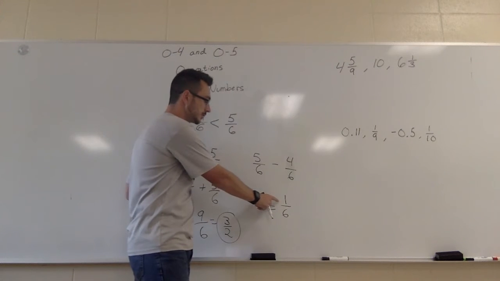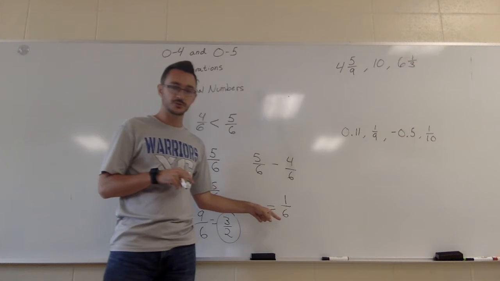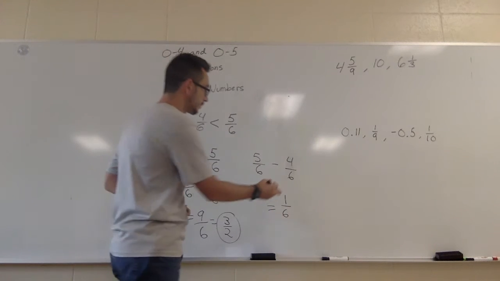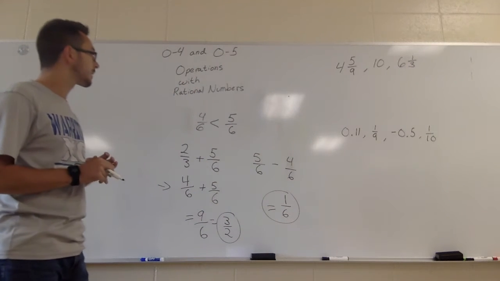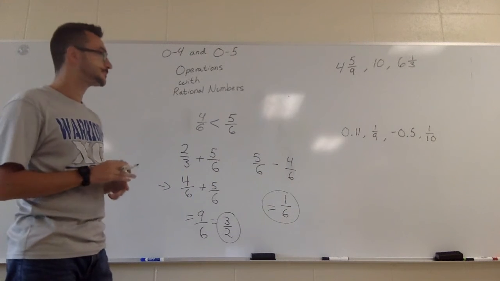Now this doesn't simplify like this one did, because if I think about a 1 and a 6, there's no whole number that can be divided out from both of those. That would be our final answer there. That's where we would stop. So even if it said simplify for that one, that would be the stopping point.